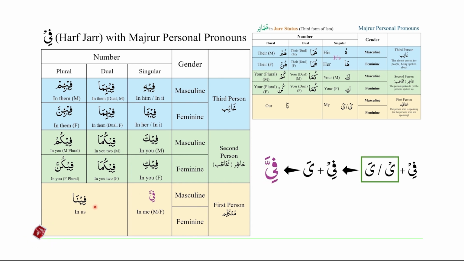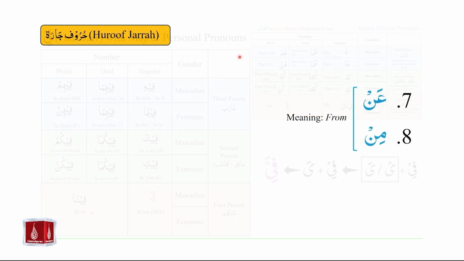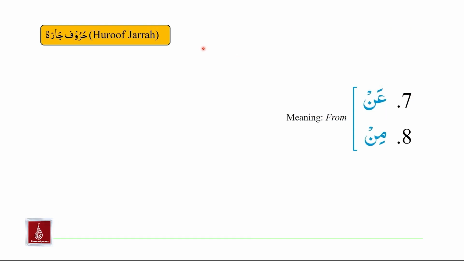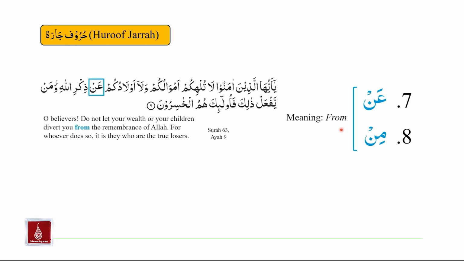Finally, the next two huroof jarrah that we will study together are an and min. The meaning of both an and min is from. We will start with an example from the Holy Quran.